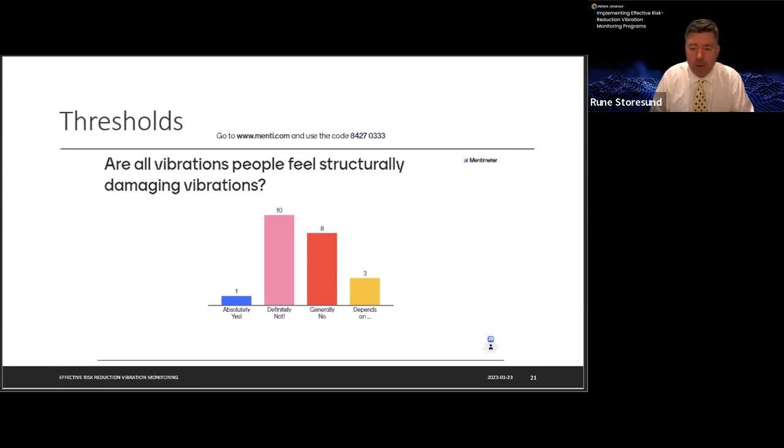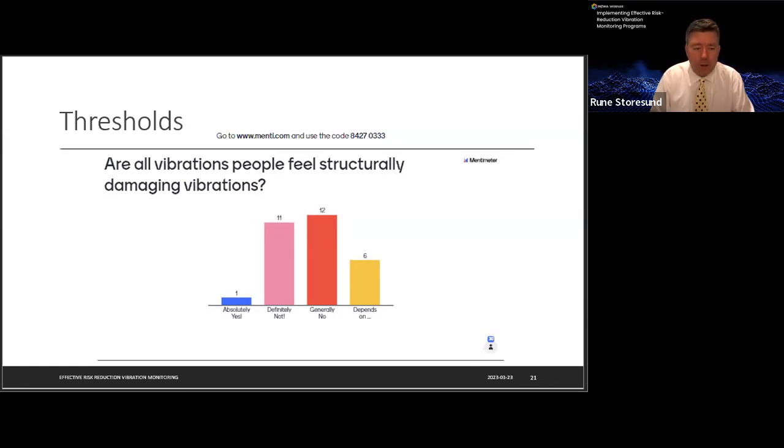All right, we're still getting responses, and we have 23 out of 111. So a lot of you haven't voted there. I'll give you another few minutes. So are all vibrations people feel structurally damaging vibrations? So option 1 is absolutely yes. So we've got one participant that's cast a vote there. We have definitely not at 10. We have 11 at 12 now on generally no. And we have 5 with the depends on. As a geotechnical engineer, most of our answers start with, well, it depends on. So I can see that one.